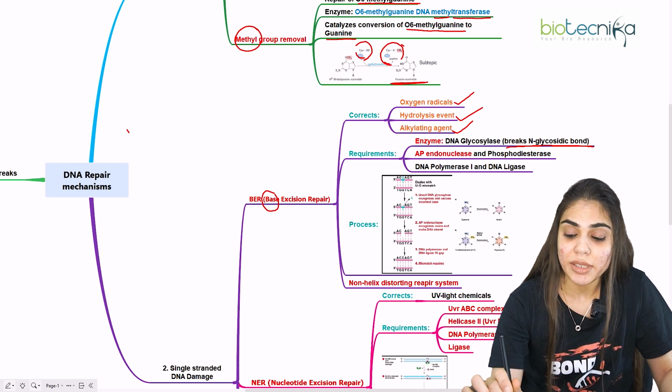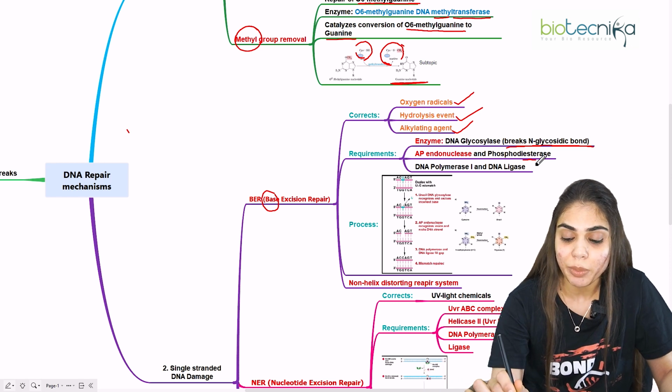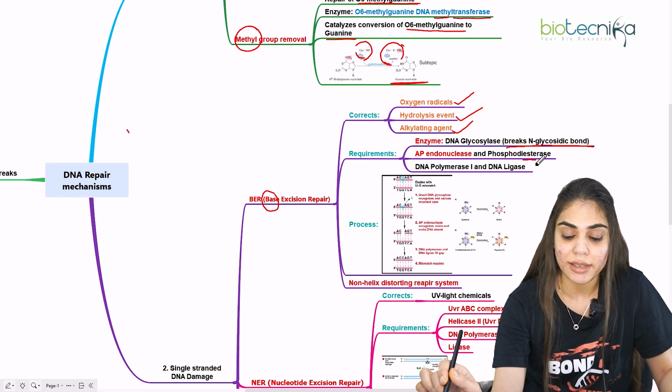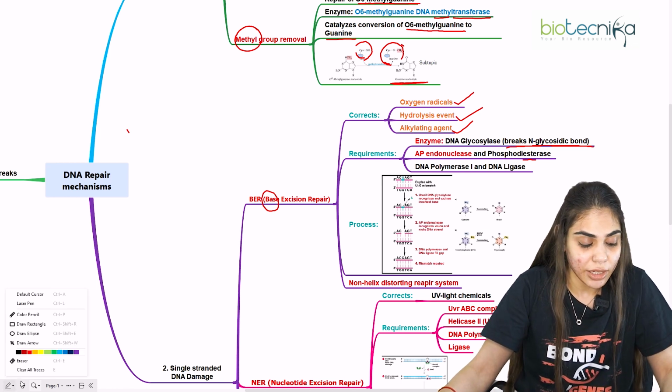So the next enzyme is AP endonuclease. The third requirement is phosphodiesterase enzyme. DNA polymerase 1 is needed, as well as DNA ligase enzyme. So now we'll see the entire pathway, how these enzymes are utilized here.